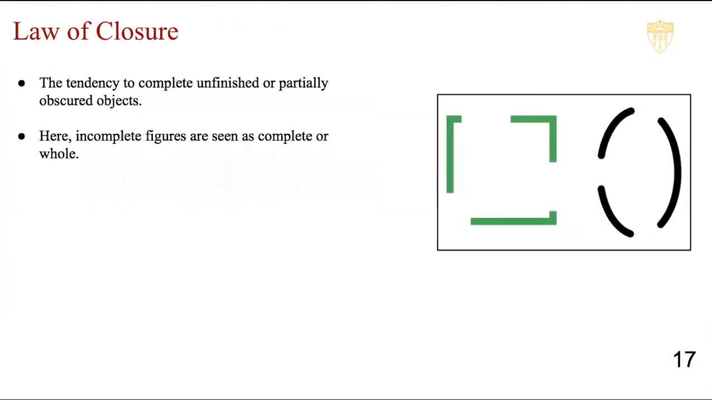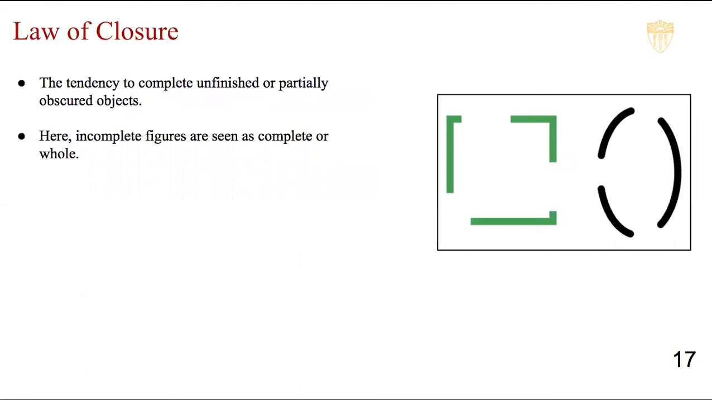The third law of Gestalt is closure. Closure is the tendency to complete unfinished or partially obscured objects. Essentially, this allows you to view incomplete figures as complete. In the figure, we're able to detect a pattern perception of a green square and a black oval despite the non-continuous outline and presence of gaps.